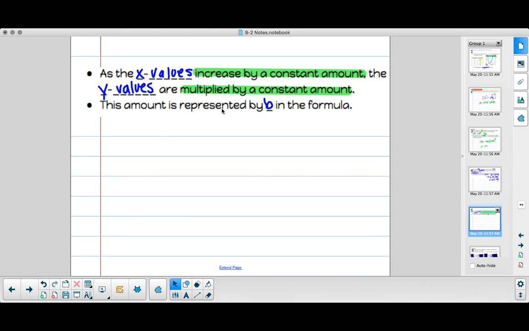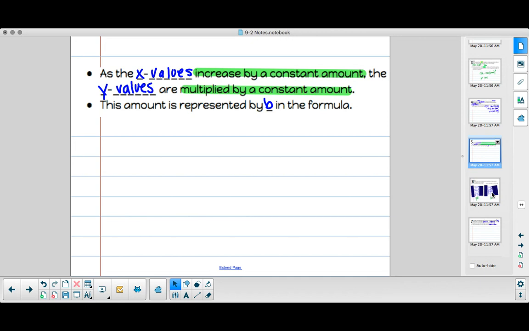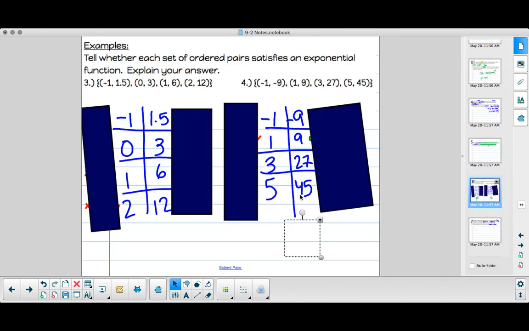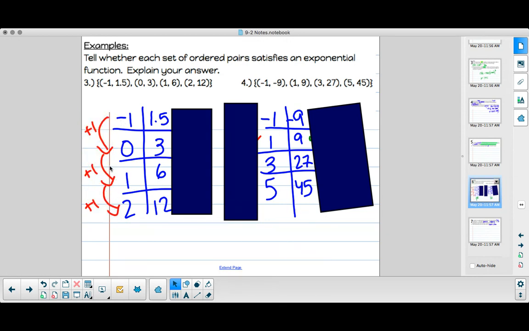The amount is represented by b in the formula. So b is basically the common ratio, or what you're multiplying by each time to get the next number. So if you're given a function or a relation, a set of ordered pairs, and asked if it's an exponential function or not, the best way to look at it is to put it in table form. And again, you do want to make sure that your x's are increasing by a constant number.